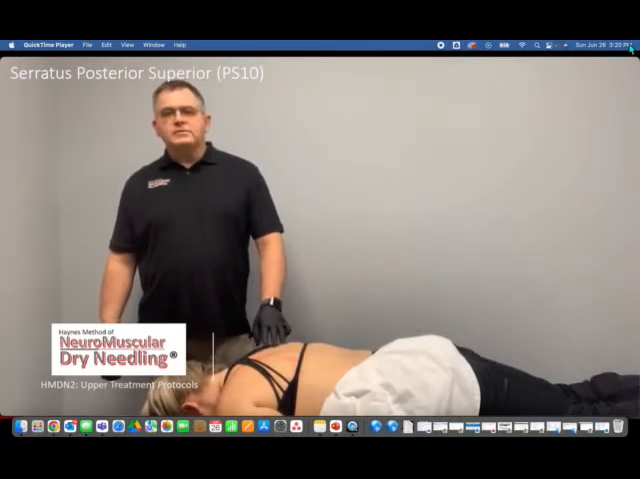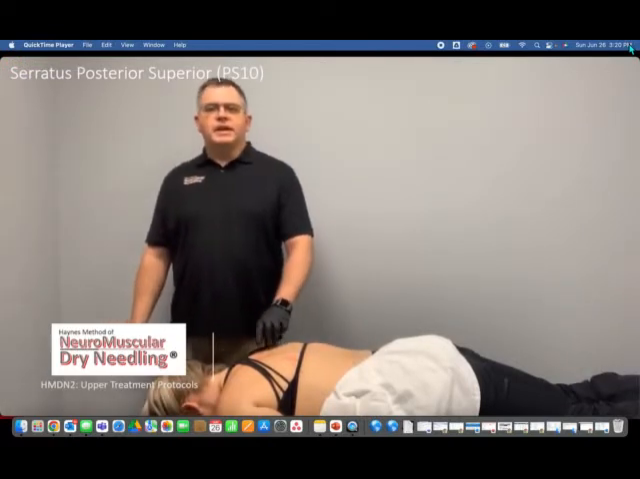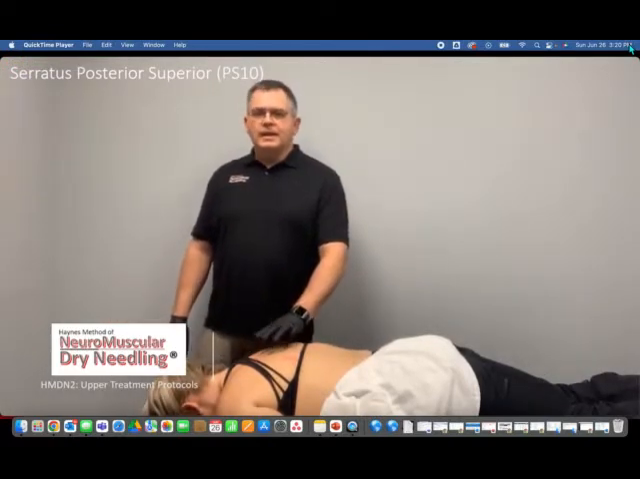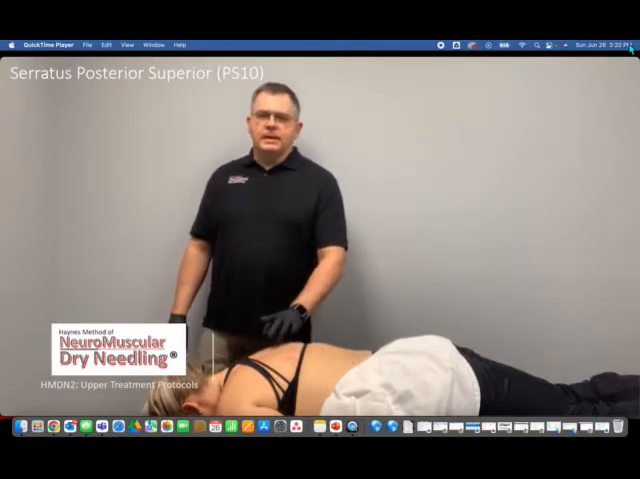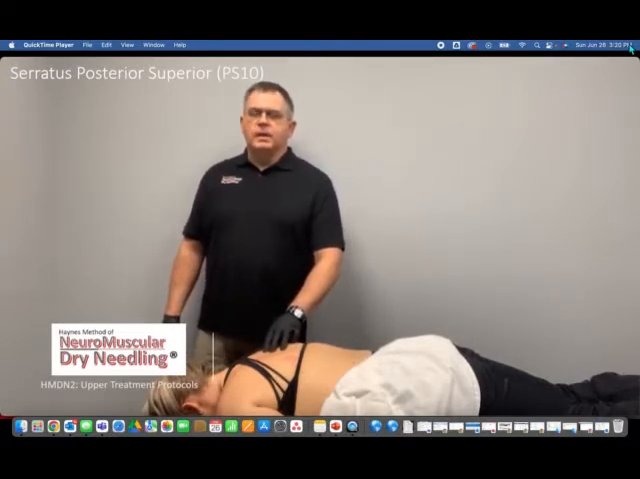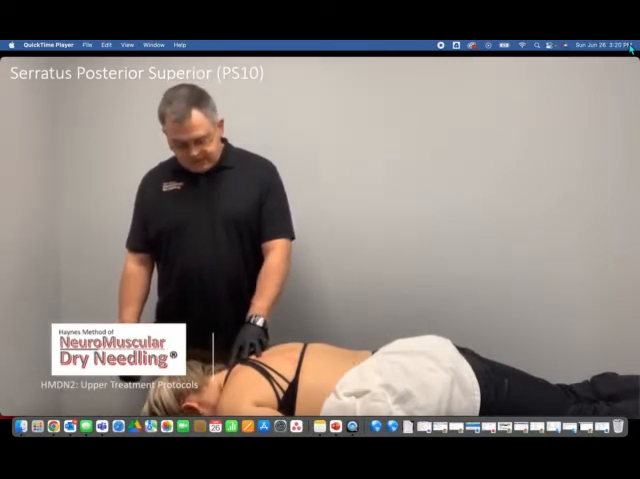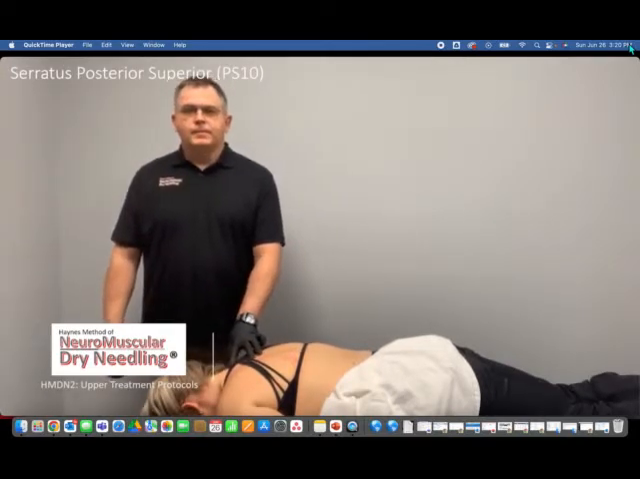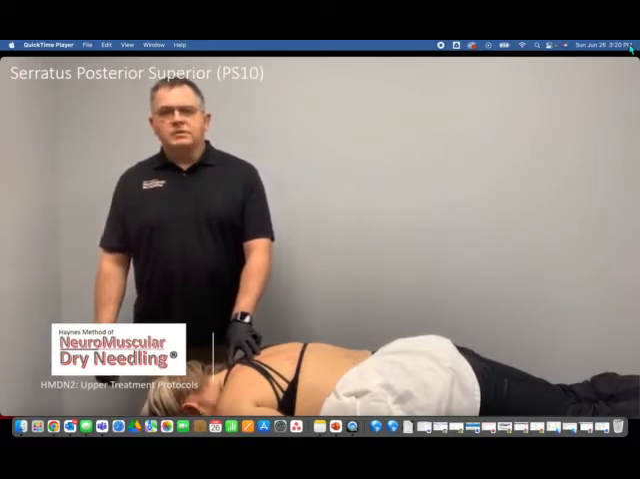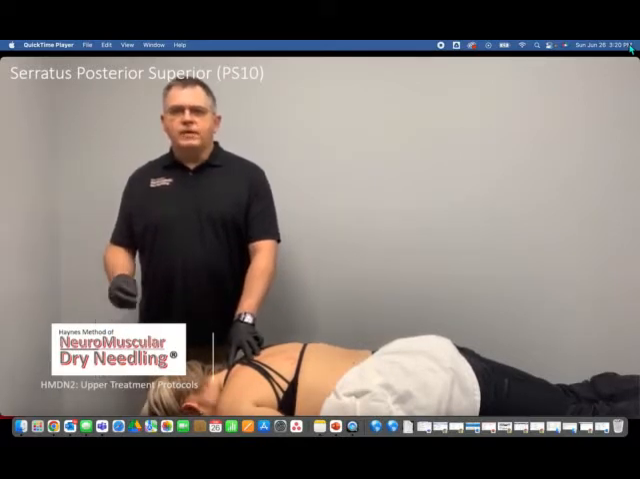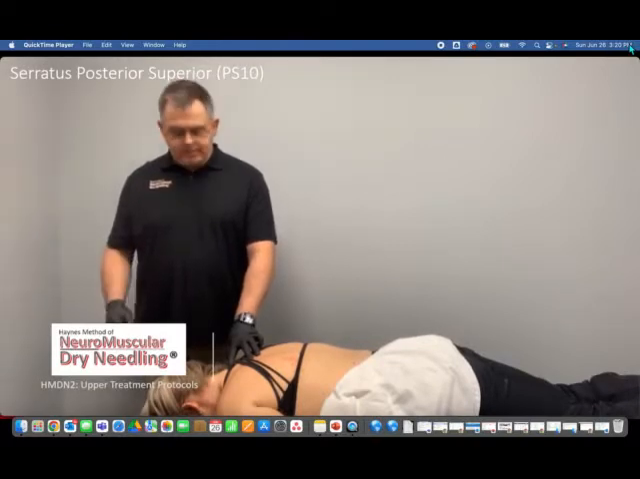For the serratus posterior superior, patient again is going to be in the prone position. Needle length is only going to be about 2 centimeters. There is no backdrop here. We're going to palpate and identify the spinous processes of C7 to T3. We're going to needle from lateral to medial, slightly caudal, 2 finger breadths lateral from the spinous process. This is a superficial muscle and there is no backdrop.